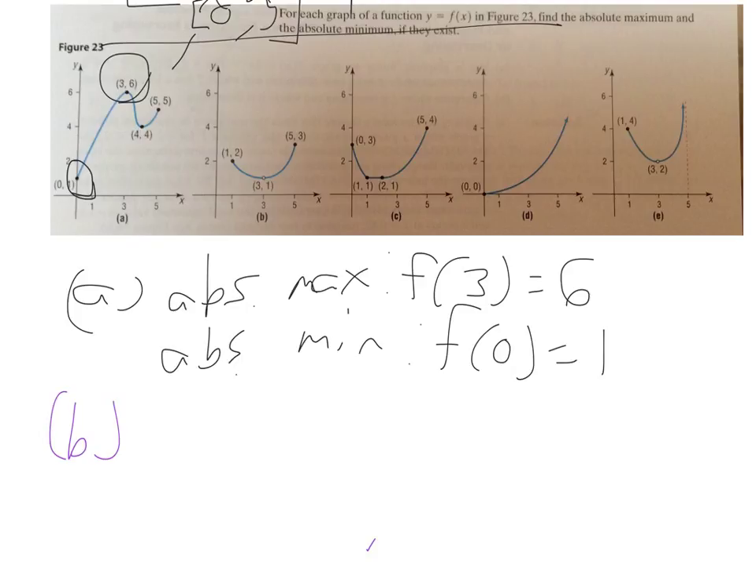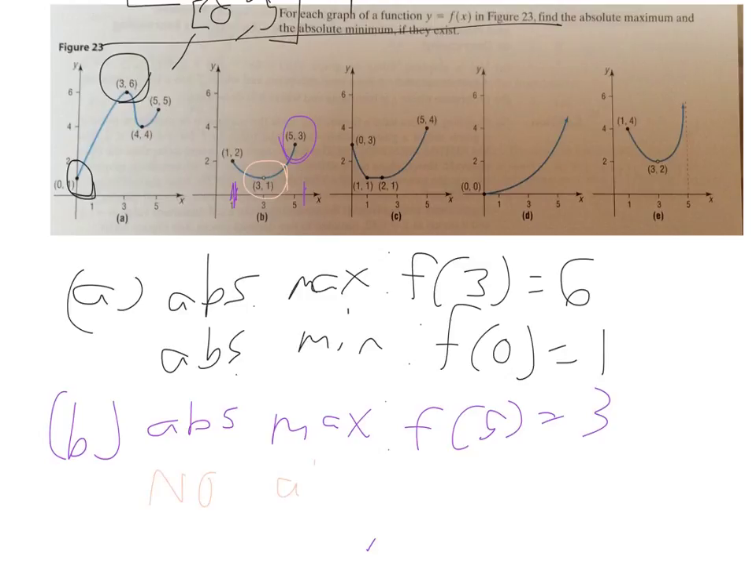So now if we move on to part B, if you notice our interval is closed from 1 to 5. The highest point is here, so there's an absolute maximum. And that's at x equals 5, and that gives us an absolute maximum of 3. Now the absolute minimum would occur here at the lowest point, (3, 1). But if you notice, that point is not on the interval, so there would be no absolute minimum.